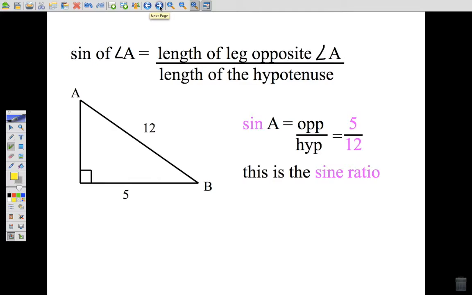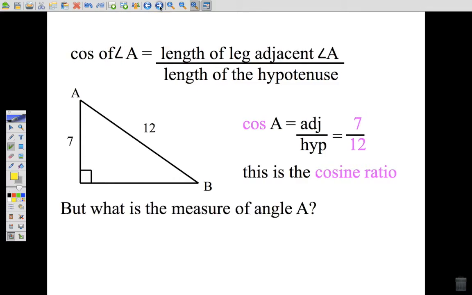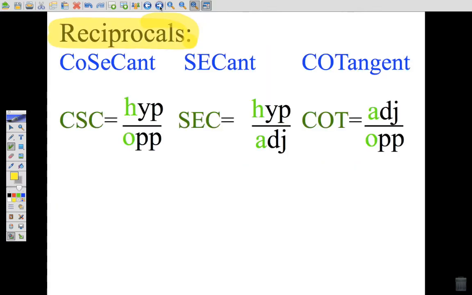So sine of angle A's sine ratio is 5 over 12. And lastly, cosine. Cosine is the adjacent side length divided by the hypotenuse. But what would the measure of angle A be? Well, that's something we'll figure out on a different lesson. Let's move on ahead with this lesson.